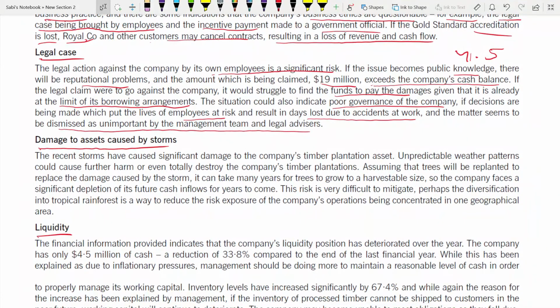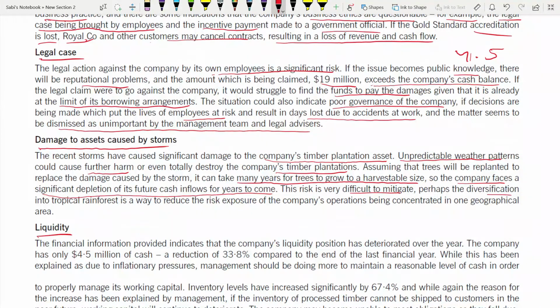Next, damage to assets caused by the storm. The reason storms have caused significant damage to the company's timber plantation asset, right? Unpredictable weather patterns could cause further harm. If the weather conditions change, which is not in your favor, it can harm you. Or it could totally destroy the company's timber plantations. But we are assuming that the trees will be replanted to replace the damage caused by the storm. It may take many years for the trees to grow to a harvestable size. Even if we are replacing it, it will take many years. So what happens? The company faces a significant depletion in its future cash inflows for years to come. This is a risk. Okay. And also this risk is very difficult to mitigate because it is impacting in the long term.